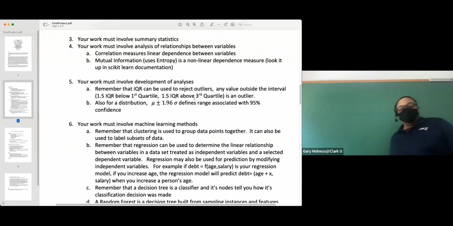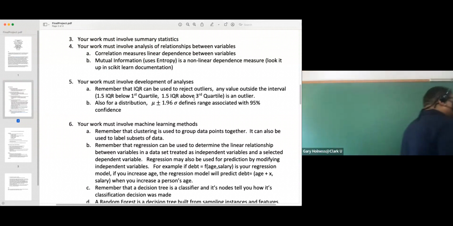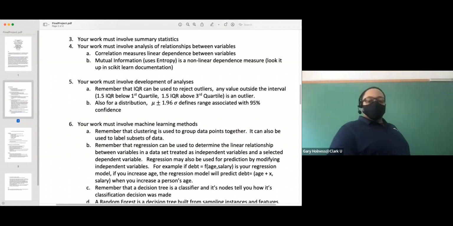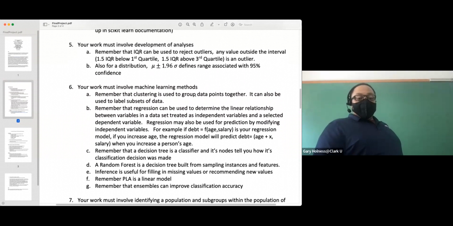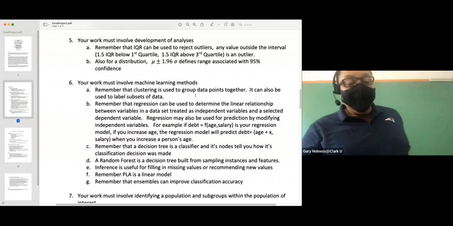And as we said, correlation is one sort of relationship. The mutual information is another sort of relationship. Mutual information is good for nonlinear relationships. So I'm not going to tell you what these relationships are, but you have to include some analysis of relationships between variables in your data. And you have to involve some other types of analysis, like looking at quartiles or what is an outlier and so forth. And we can talk a little bit more about that on Monday.